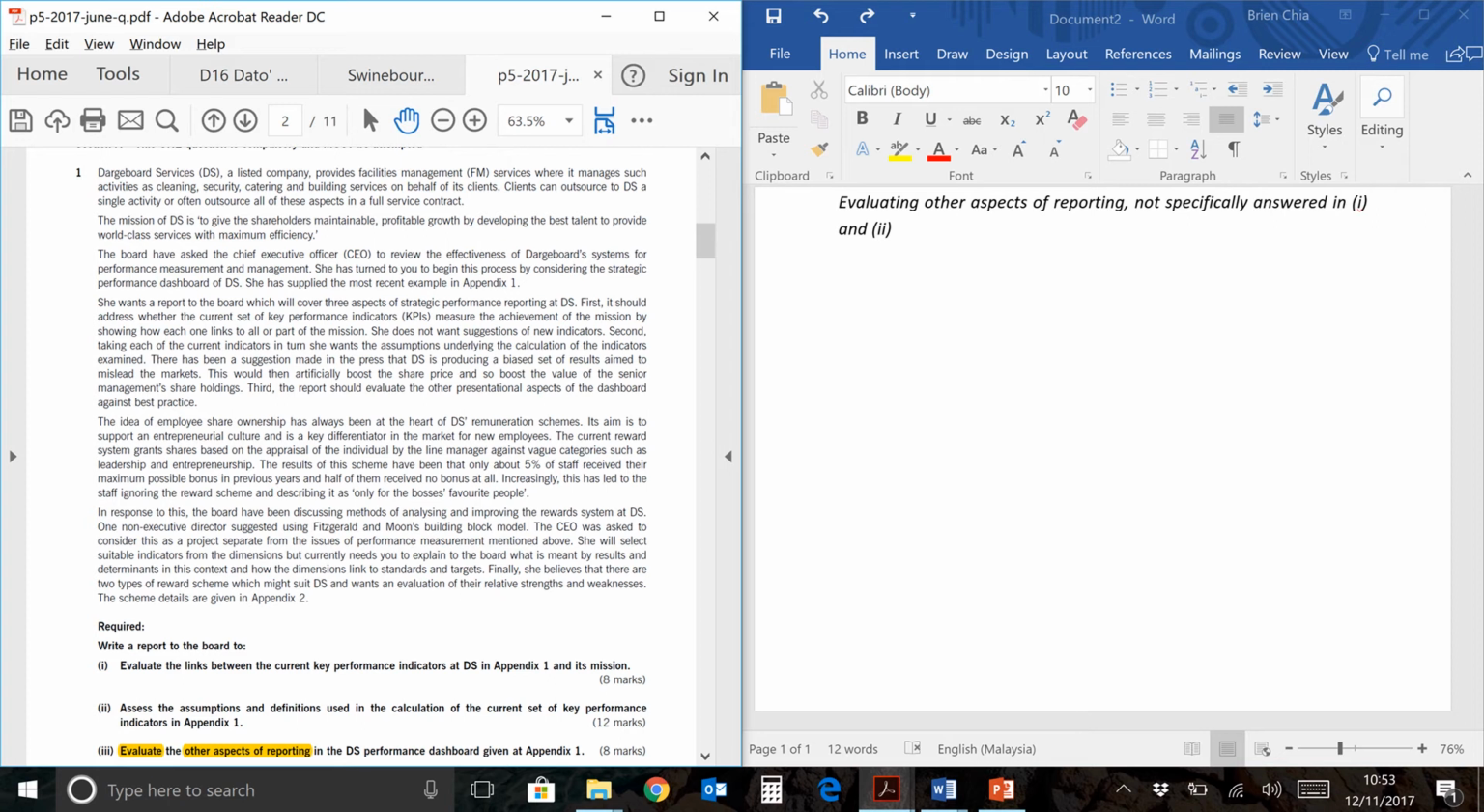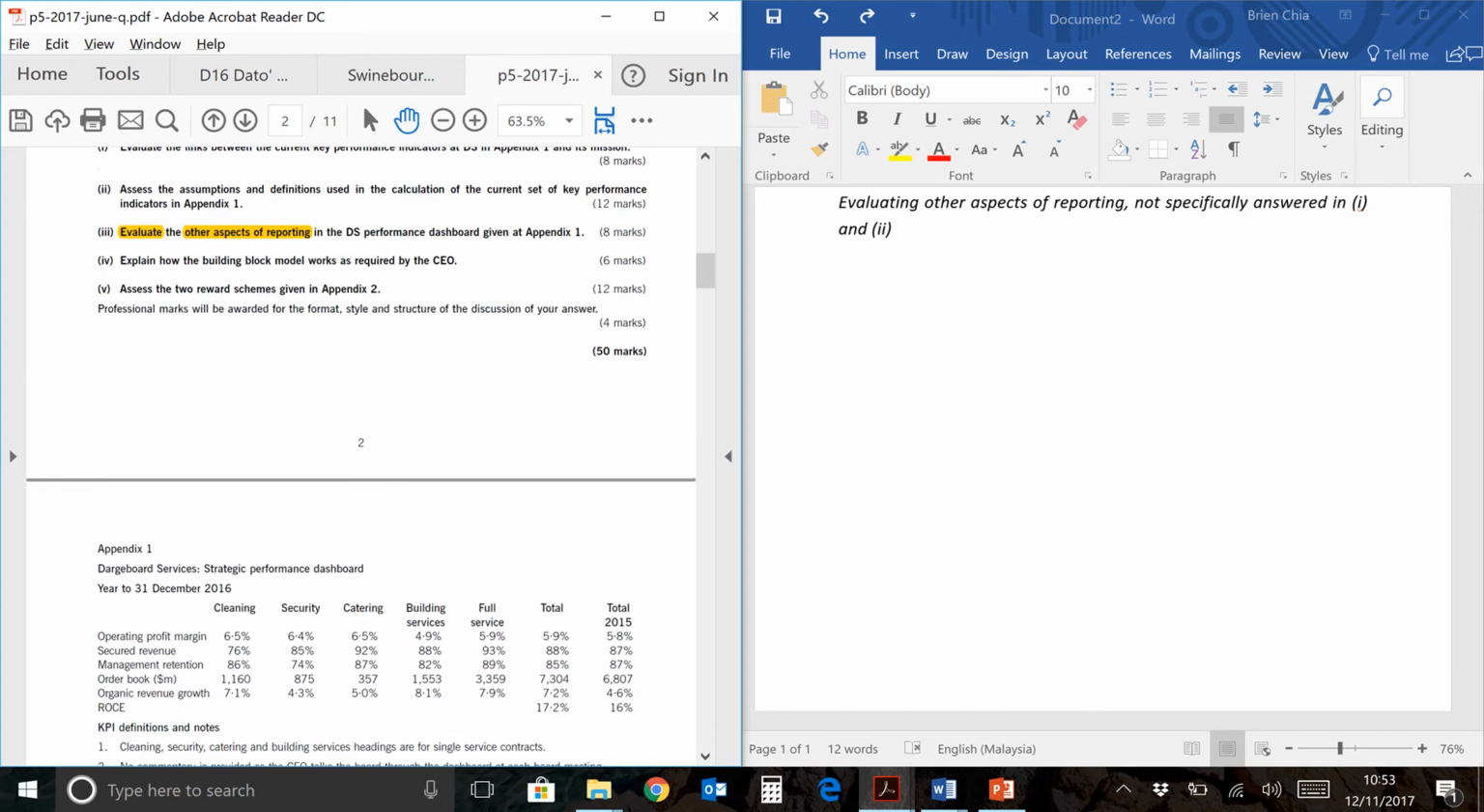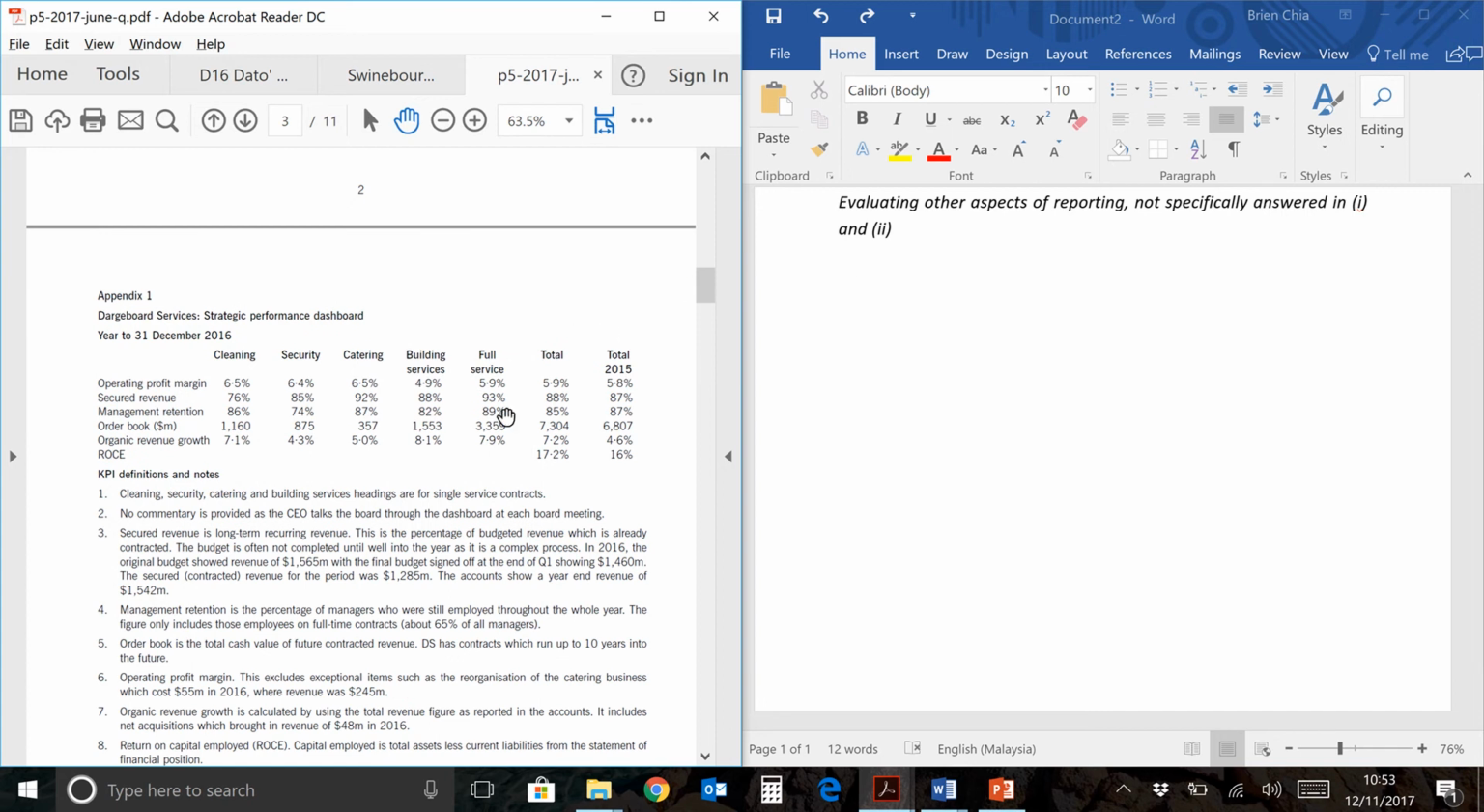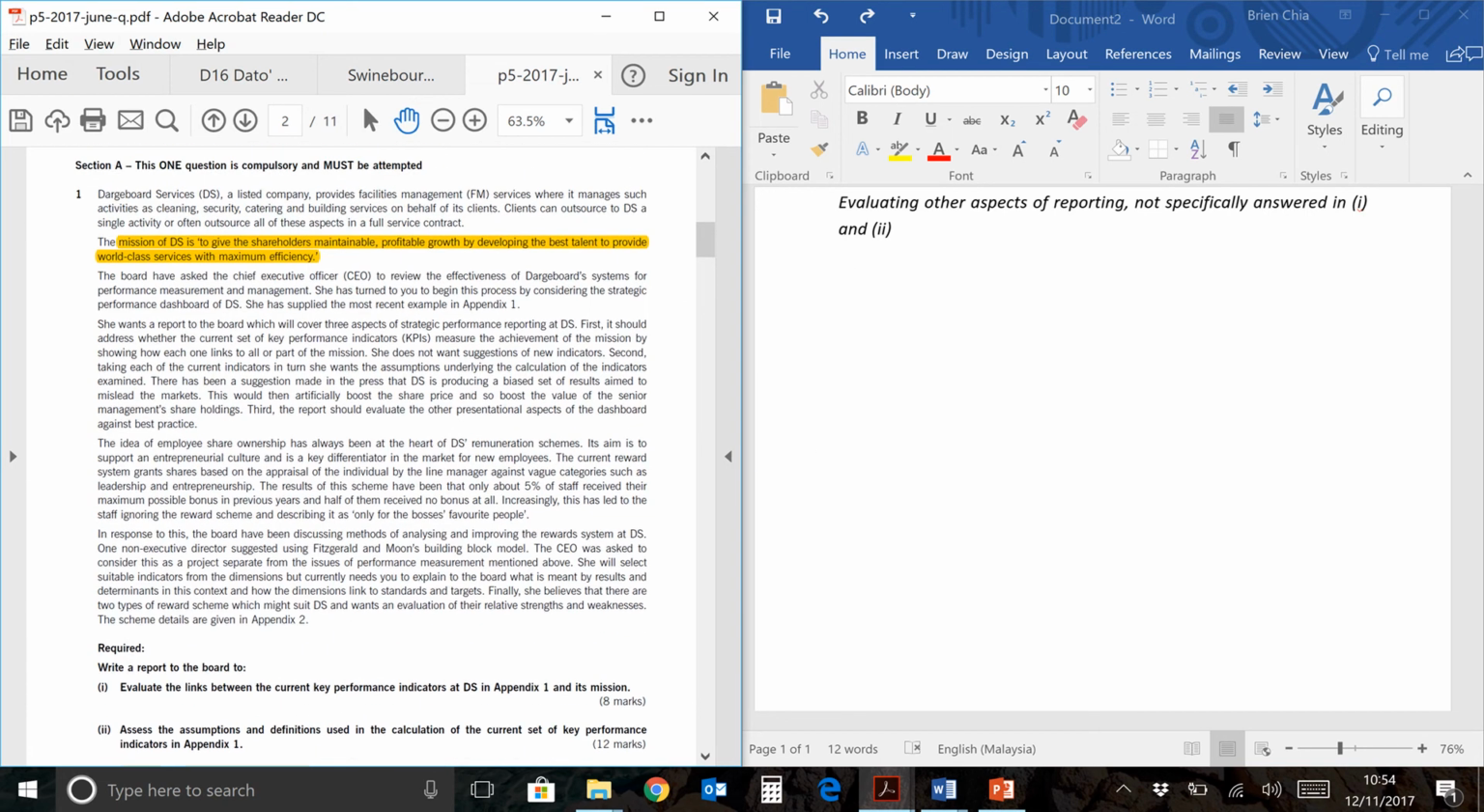Okay, so if you've taken a look at the question, were you able to find the sentences which would help you in answering part 3? These sentences would be somewhere around here. You will have a mission which says the mission of DS is to give shareholders maintainable profitable growth in developing the best talent to provide world-class services with maximum efficiency. So when we are looking at the performance dashboard, we want to keep that mission in mind when evaluating the reporting dashboard.